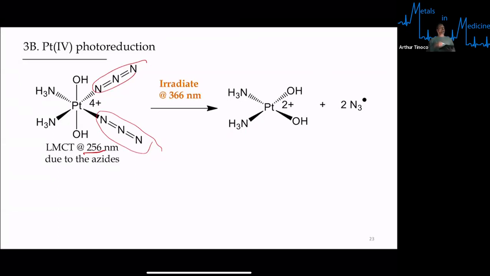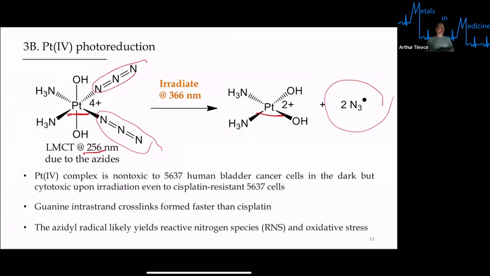So you would irradiate this compound at the energy of 366 nanometers, and that irradiation process results in the reduction of the metal from platinum 4 to platinum 2. And as we've discussed, that can lead to ligand dissociation, and that does lead to the release of these azide ligands. So this particular compound has been observed to be non-toxic.